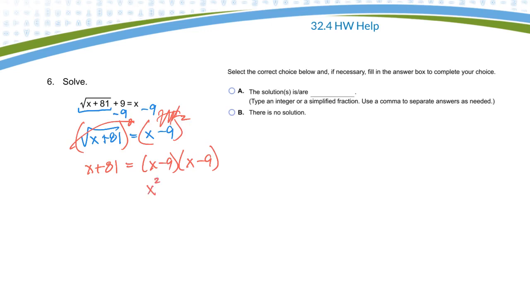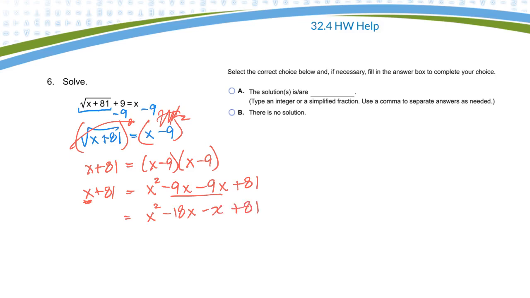So FOILing this, I get x squared minus 9x minus another 9x plus 81 is equal to x plus 81. Now, since I have a quadratic, I'll bring everything over to the right. So I have x squared. This will be minus 18x. If I bring this over, it'll be a minus x.